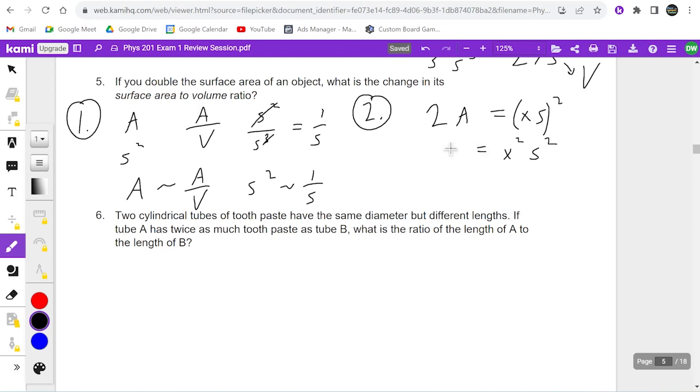And the s squared and the a are the same thing. Why are they the same thing? Because we said it right here. A and s squared are the same thing. So just cancel them out. 2 equals x squared. Take the square root. It's the square root of 2.